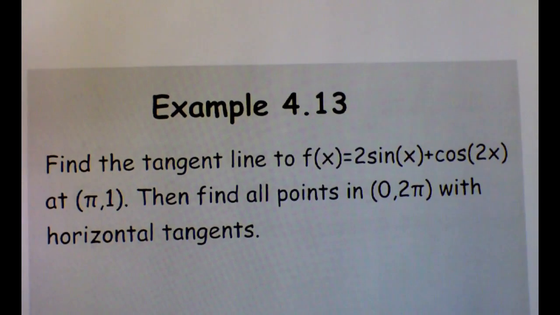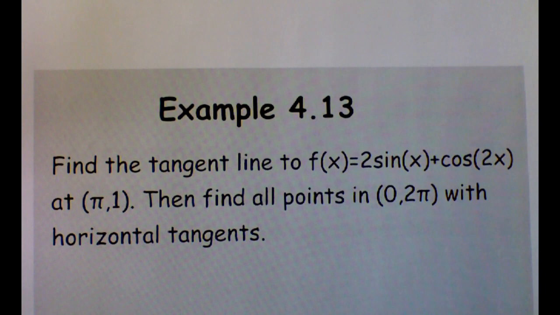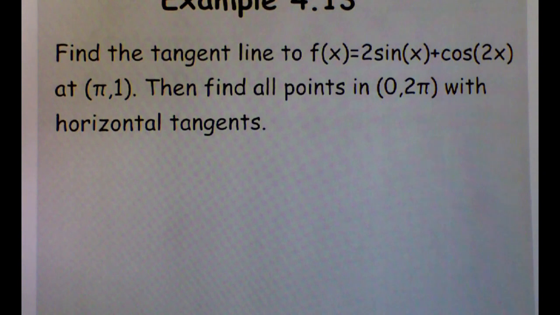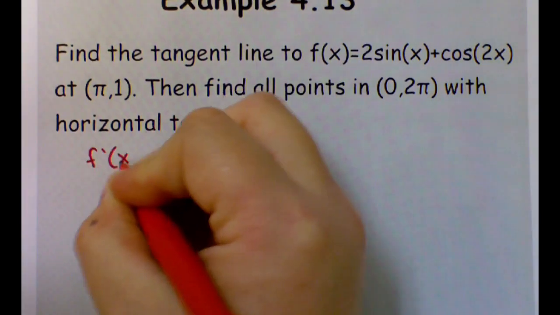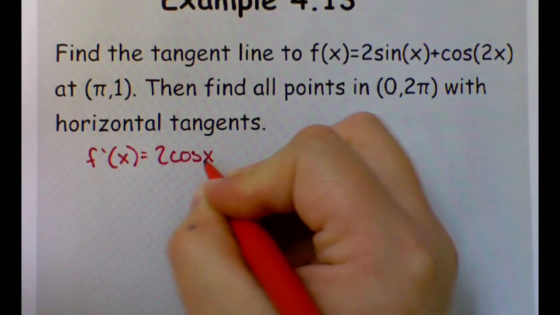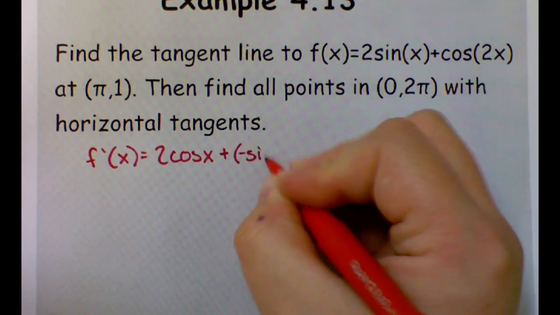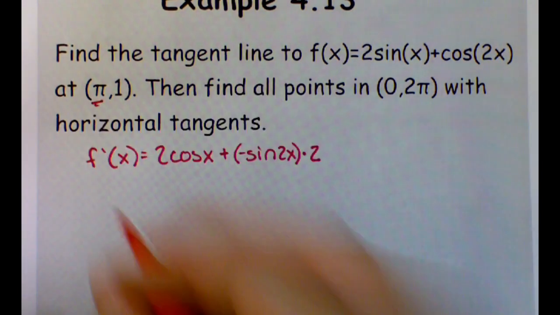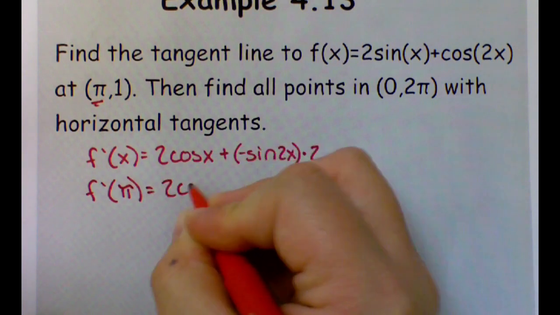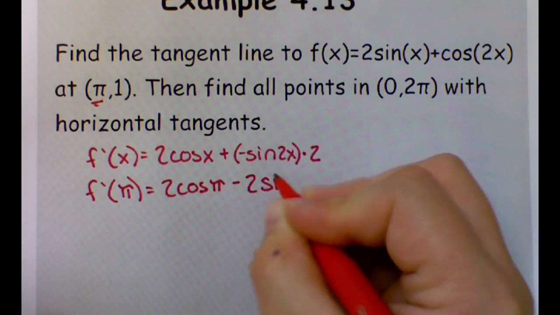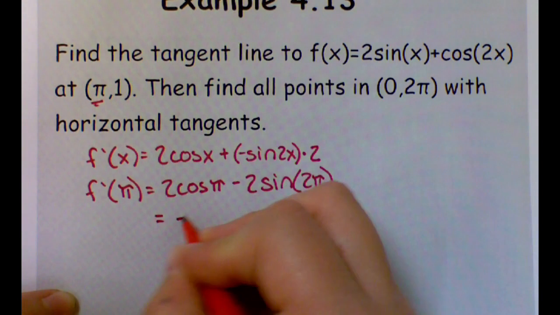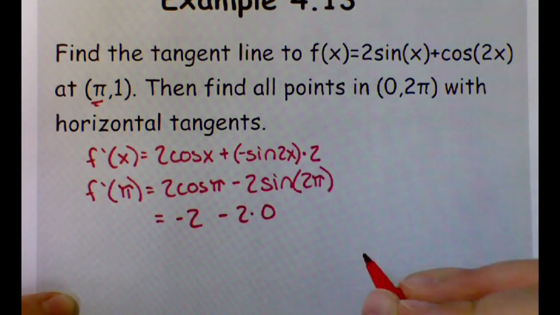Now let's find the tangent line to this function at the point pi comma 1, and then we'll also find all points in the interval 0 to 2 pi with horizontal tangents. So to find the tangent line, we need to start with the derivative. So I need the derivative of 2 sine of x plus cosine of 2x. So f prime of x equals 2 cosine of x plus derivative of cosine is negative sine of 2x times the derivative of the inside, which is 2. I just need to know where this is at pi. So f prime of pi equals 2 times the cosine of pi minus 2 times the sine of 2 pi. The cosine of pi is negative 1, so this is negative 2, minus 2 times the sine of 2 pi, which is 0. So my slope is negative 2.